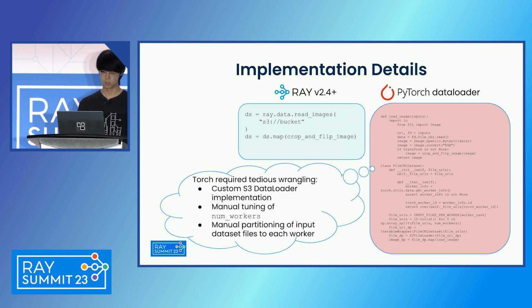Finally, another benefit of using array data over Torch is that we can do the partitioning of the data automatically, whereas on the Torch side, we had to decide which partition of the data will go to each worker.